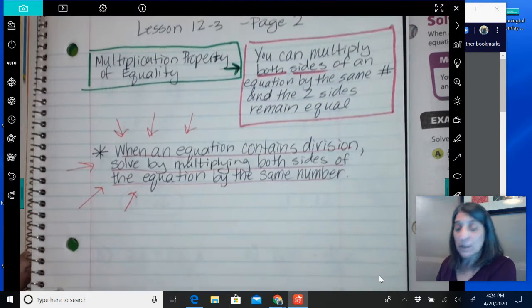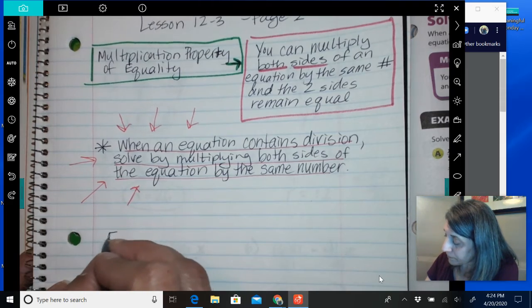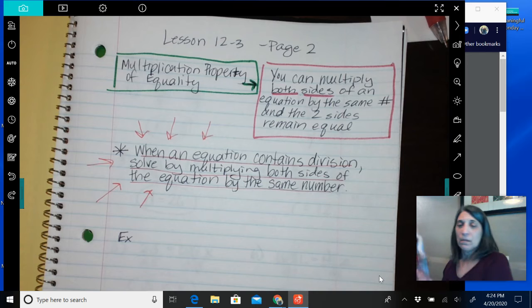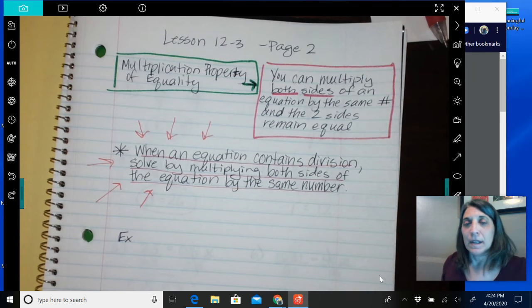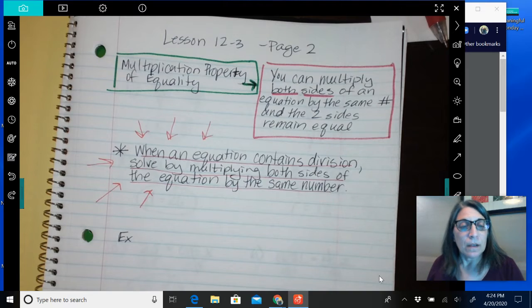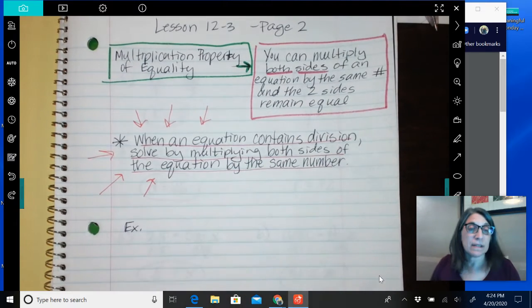Okay, so let's look at a couple of examples. Let me get, stuff just fell off my table. Oh, my pencil's rolling away. Oh well. Okay, so it happens.